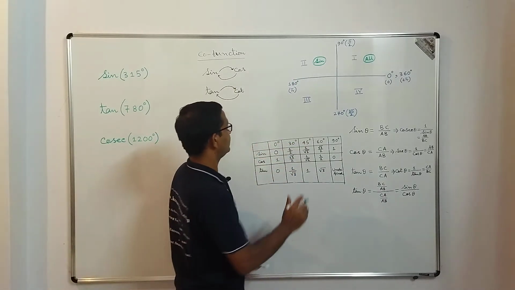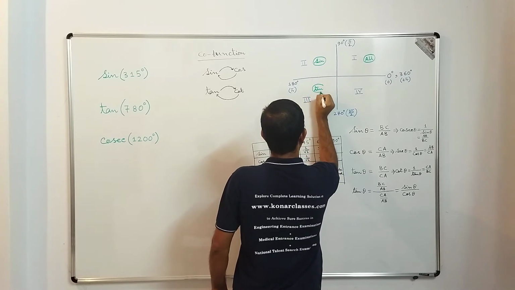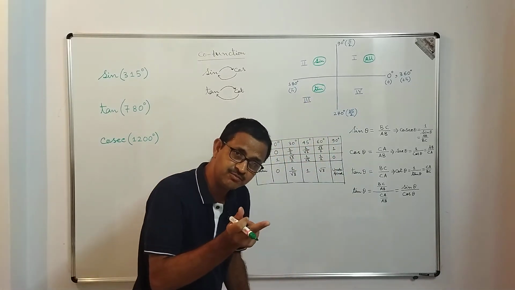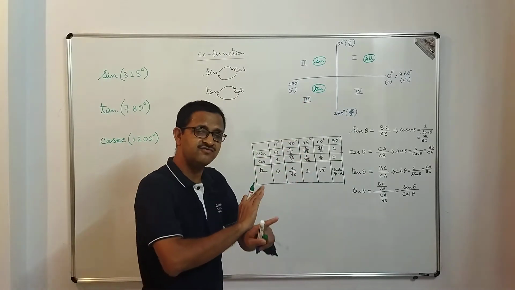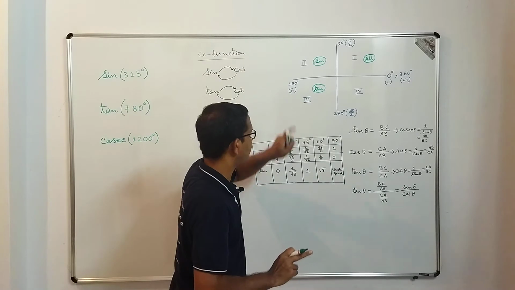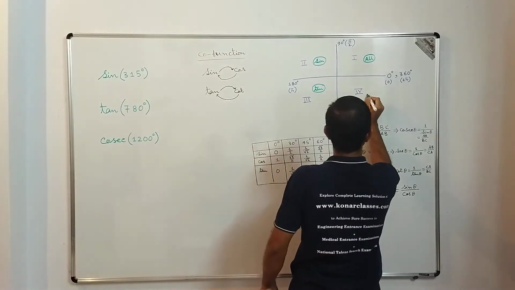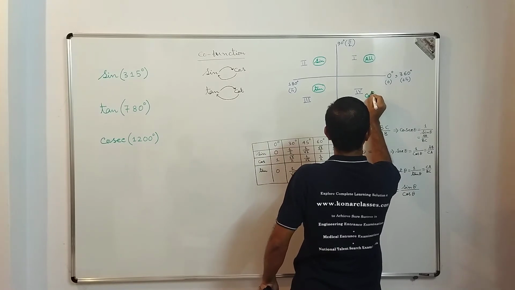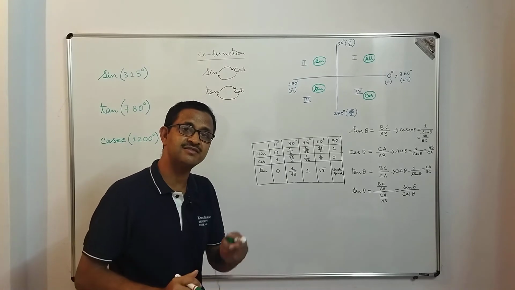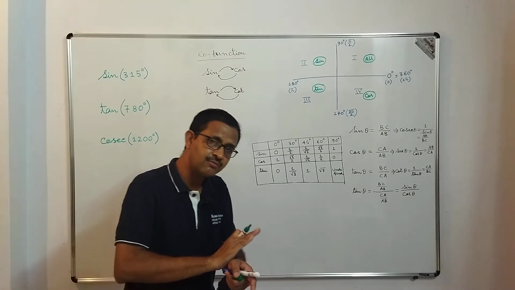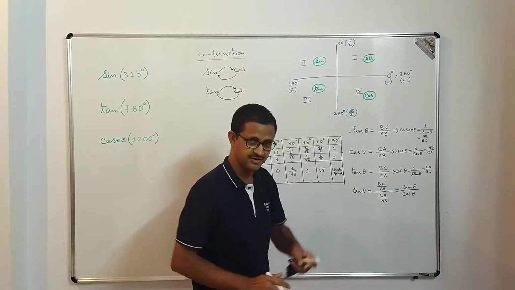And in the third quadrant, what we see is that tan is positive. Now as tan is positive, its reciprocal, that is cot, is also positive. Apart from tan and cot, everything else is negative in the third quadrant. And in the fourth quadrant, cos is positive. Now as cos is positive, its reciprocal 1 by cos, that is sec, is also positive. Apart from cos and sec, all trigonometric functions are negative in the fourth quadrant.